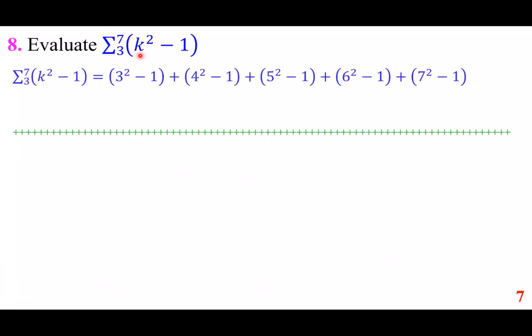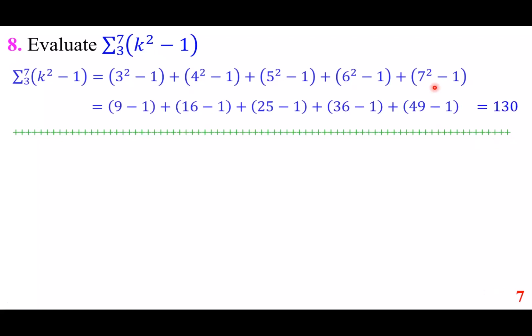3 squared minus 1, plus 4 squared minus 1, plus 5 squared minus 1, 6 squared minus 1, 7 squared minus 1. And we know this is 9 minus 1, 16 minus 1, 25 minus 1, 36 minus 1, 49 minus 1. And we simply add them up. We get 130. Obviously, this is 8, 15, 24. Let's just put them on top of it quickly.